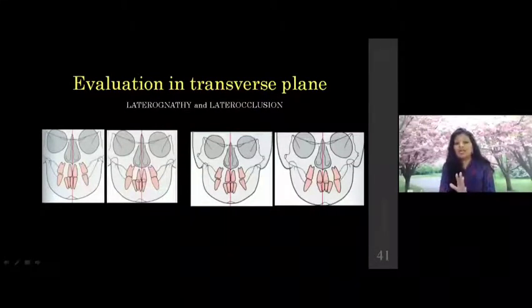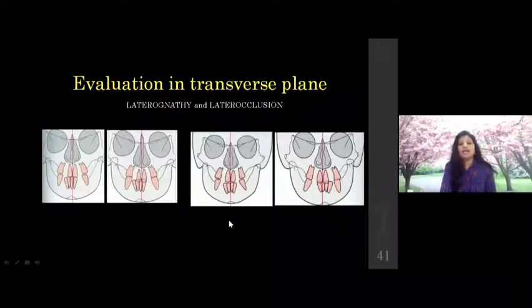So what is lateral occlusion? When you close your mouth, as you can check out here, the midlines are not matching. But when you open your mouth, the midlines are matching. That is, when you are in centric occlusion, the midlines are not matching. When you are in centric relation, the midlines are matching. That is called lateral occlusion.